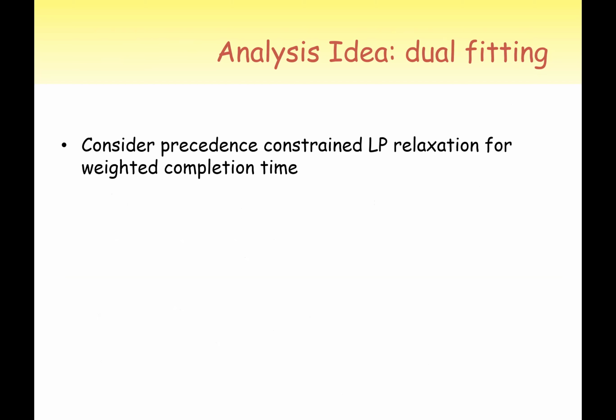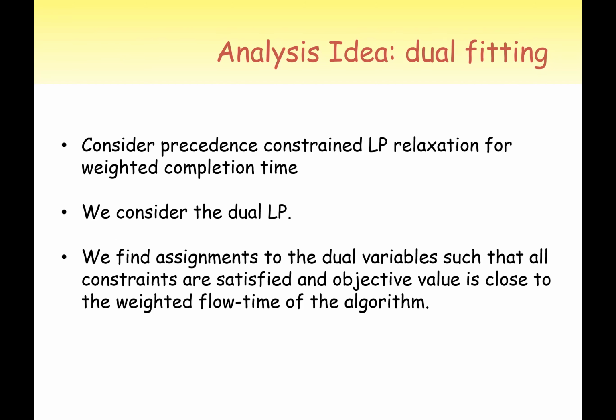So let me now talk a little bit about how we analyze this algorithm. The analysis is basically we write down the natural, well-known precedence constraint LP relaxation for this problem. And then we consider the dual of this LP relaxation. And then what we show is that you can give some values to these dual variables such that all the conditions are satisfied. Okay.